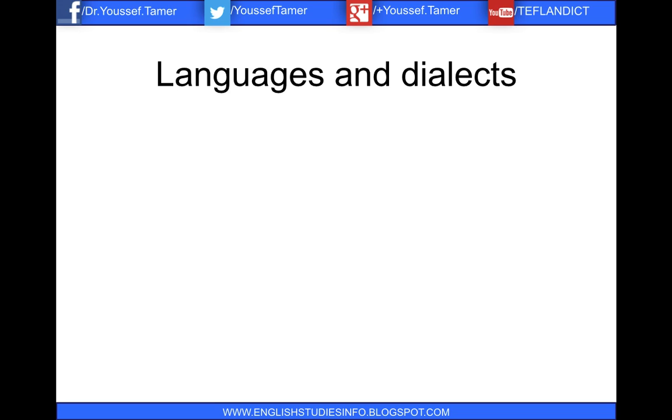Now, languages and dialects. What do you think could be the differences between languages and dialects? Hopefully, I've been optimistic that you have read a bit about this. So, languages and dialects. How do sociolinguists distinguish between these two concepts? How could we distinguish between languages and dialects? Yes, sir? I think language is very important and official. And the basic difference is grammar. Yes. Linguistic.